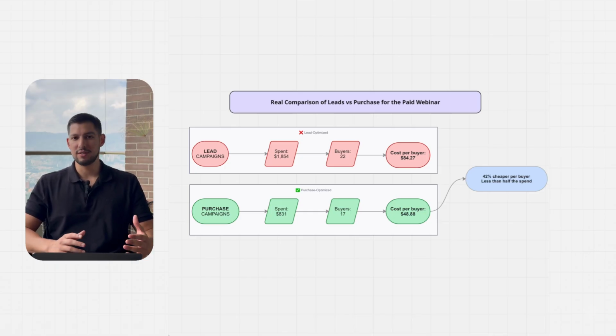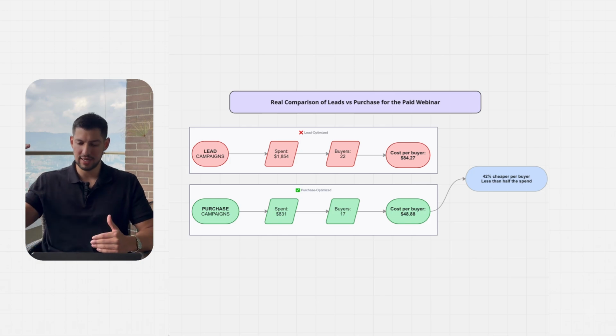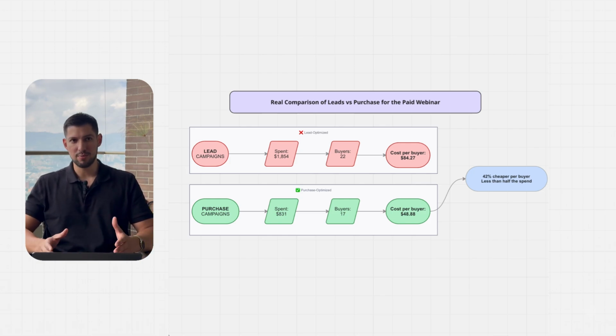So when you think about what this means at scale, if you're spending 5K a month or more, and you shift your budget towards purchase optimized or schedule optimized or just a higher intent, you're not just going to be saving money per buyer or per qualified lead, but you're going to be getting a different behavior profile, so a higher quality.